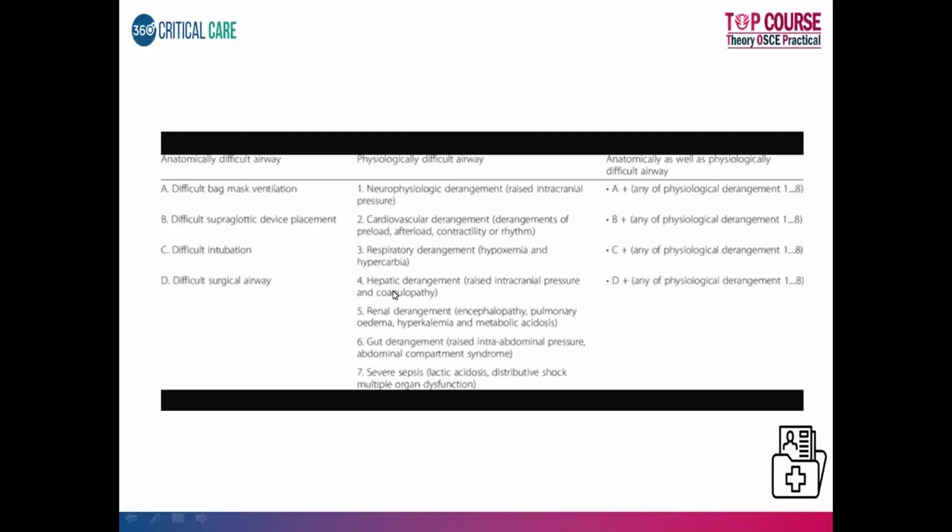Similarly, some hepatic derangement like coagulopathy may cause increased chances of oral bleed or tracheal bleed. In renal derangements, especially hyperkalemia, you will not be able to give scoline as a muscle relaxant, or there may be abdominal compartment syndrome. And in severe sepsis, there could be a lot of contributing factors like lactic acidosis, distributive shock or multi-organ dysfunction, where it becomes a physiologically difficult airway. And we can experience both together also, anatomically as well as physiologically difficult airway.